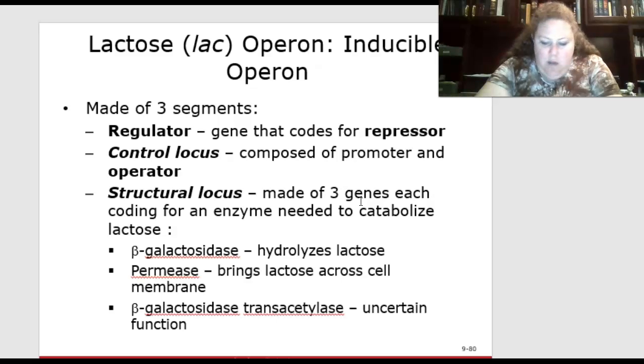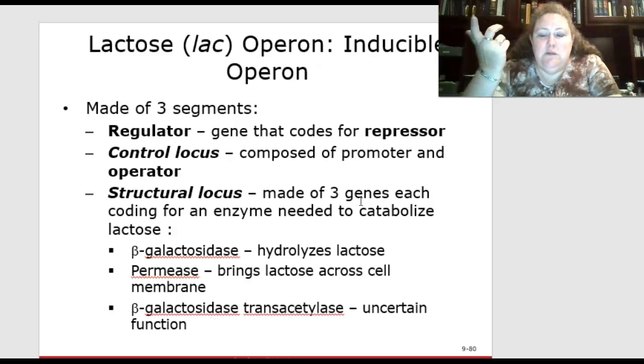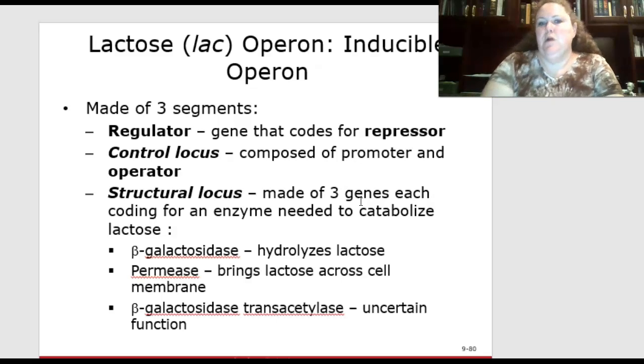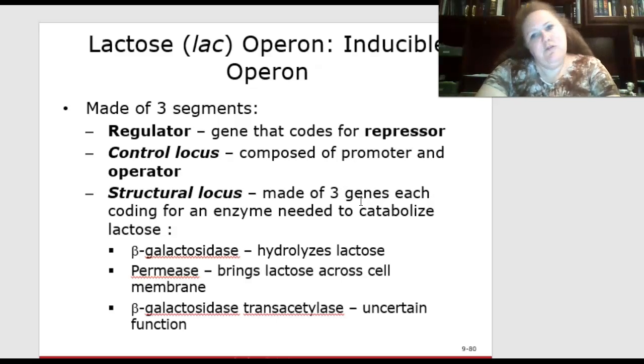So these are made up of three different segments. We have a regulator, and this is the gene that codes for the repressor. We have a control locus, and a locus is just a fancy word for location. So you have a control location, and this is composed of a promoter and an operator. And then you have your structural locus, and this is made of three genes each, and they code for enzymes that are needed to catabolize lactose.